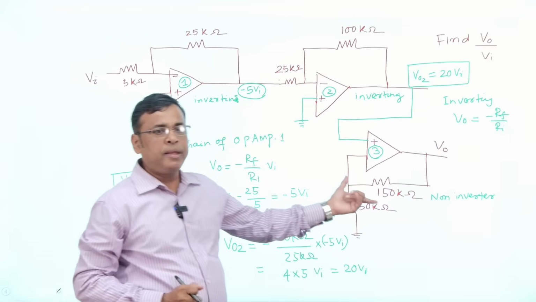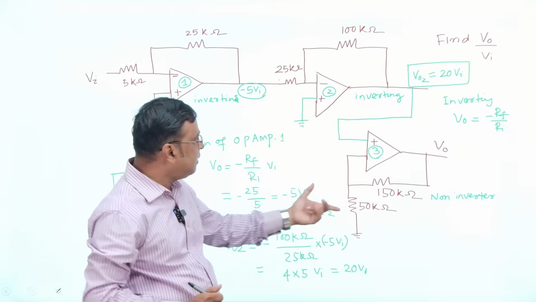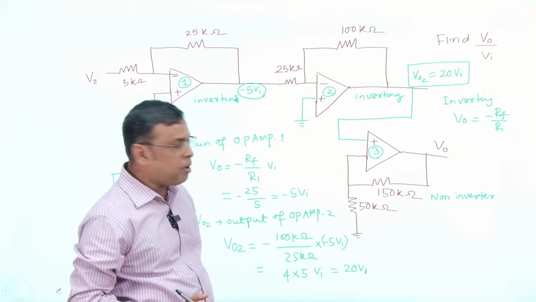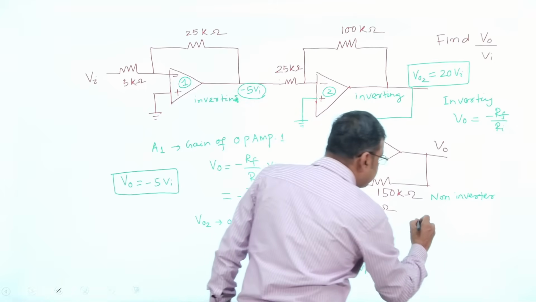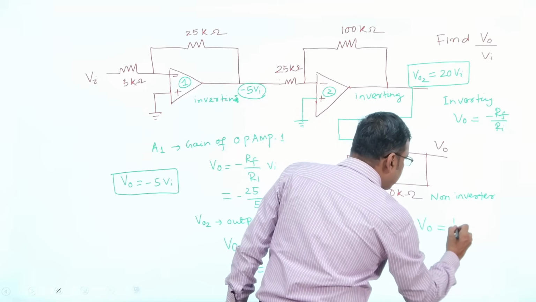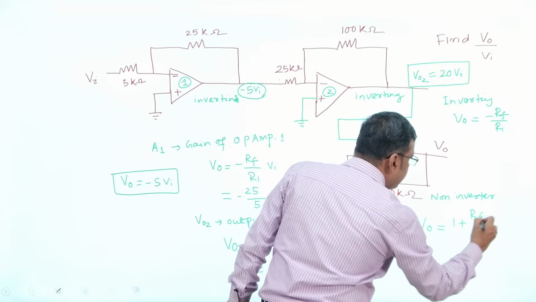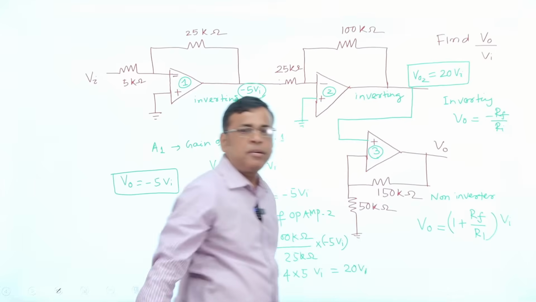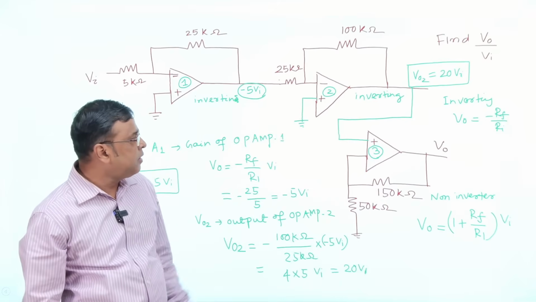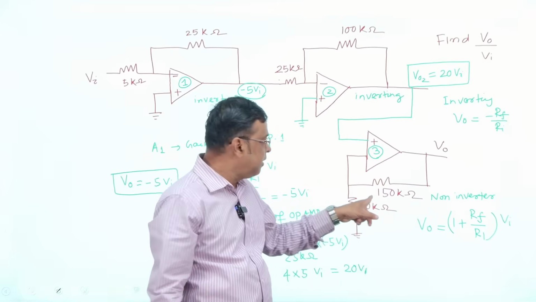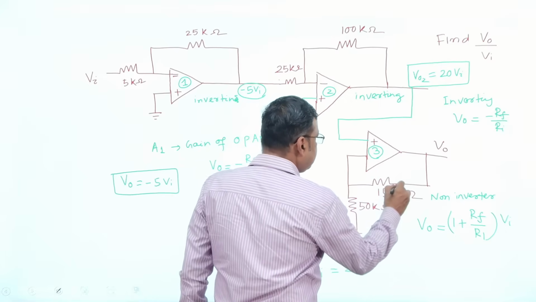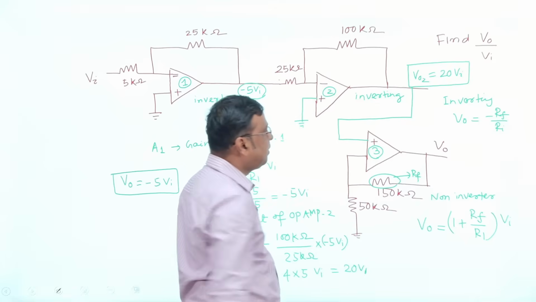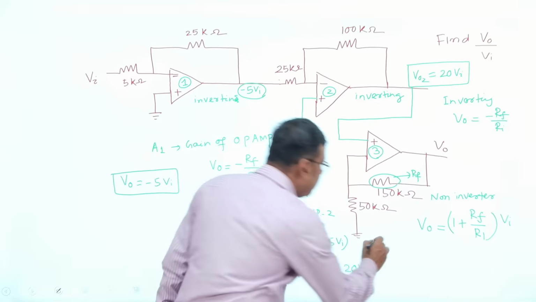Then come to the op-amp 3. In case of op-amp 3, this is a non-inverter. What is the non-inverter? Output of the non-inverter is how much? We have discussed. V0 is how much? 1 plus RF by R1 into Vi. Is not it? RF is your feedback resistor here. Where is your feedback resistor in op-amp 3? This value is your feedback resistor. This is your RF. R1 is how much here? That is your 50.